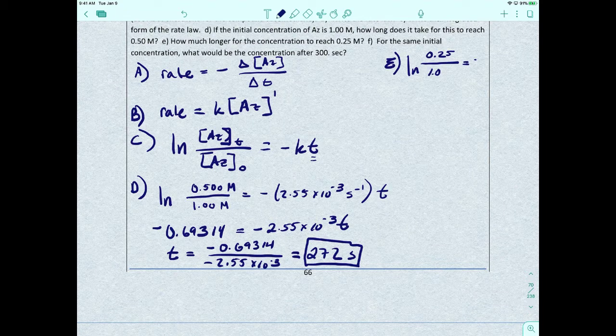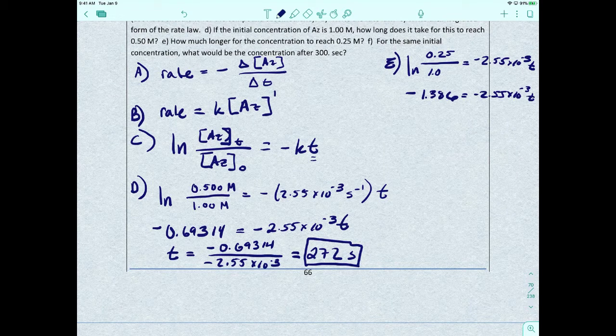And then this is going to be equal to negative KT. So we're solving for T still. So it's going to be negative 2.55 times 10 to the minus third T. Okay. So in this case, if we take 0.25 divided by 1, that is going to be 0.25. If we take the natural log of that, on the left-hand side, that should be negative 1.386 is equal to negative 2.55 times 10 to the minus third T.